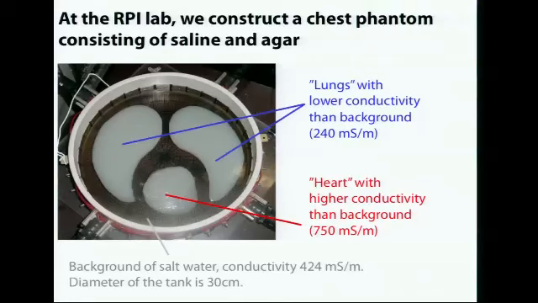Here's an example of one of the experiments we made with this problem. This is a tank containing some salt water, salt water here in between these objects. So the salt water has conductivity 424. Here is some piece of agar made with salty water so that it has higher conductivity than the background, mimicking a heart filled with blood.